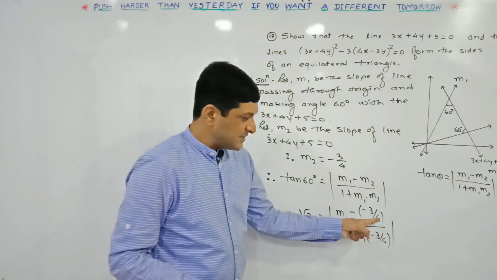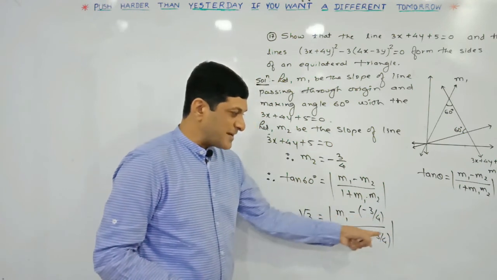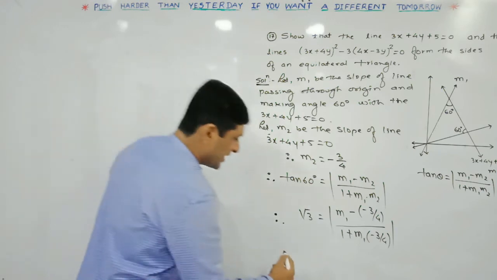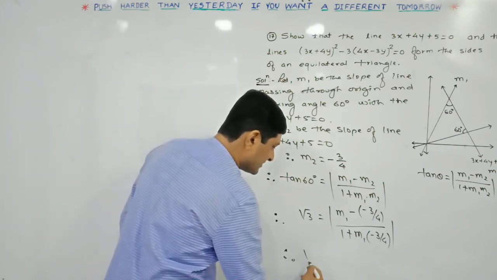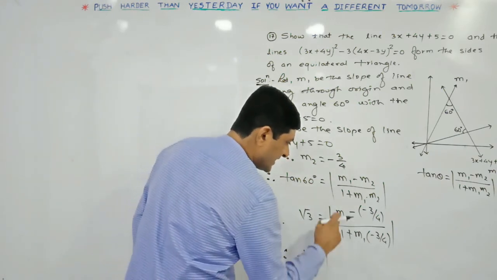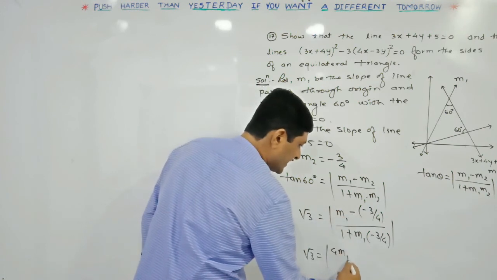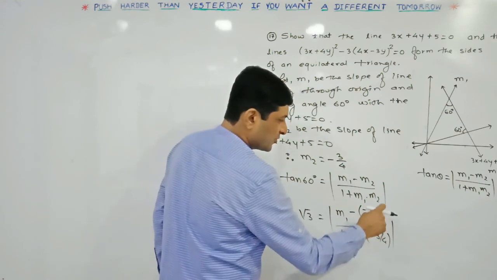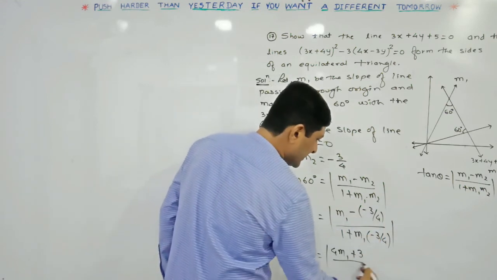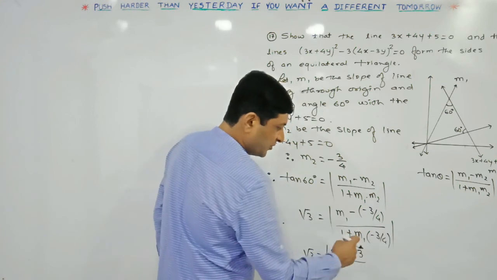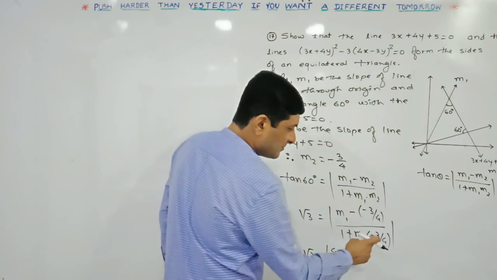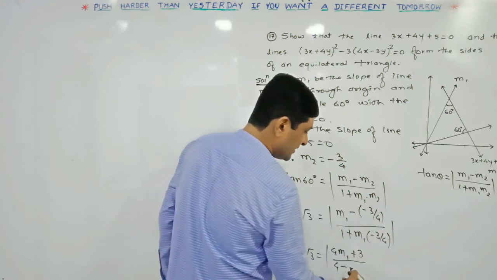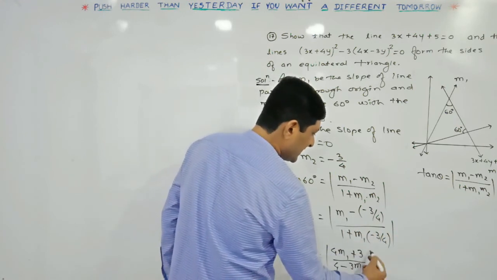Now to remove this 4 from the denominator, I am multiplying numerator and denominator by 4. Let us see what we will get here. Multiplying the numerator by 4, we get 4m1, minus into minus becomes plus, and multiplying the second term by 4 cancels, so here we get 3. In the denominator, multiplying by 4, here we get 4, and plus into minus is minus, and multiplying by 4 cancels, and 3 into m1 is 3m1.